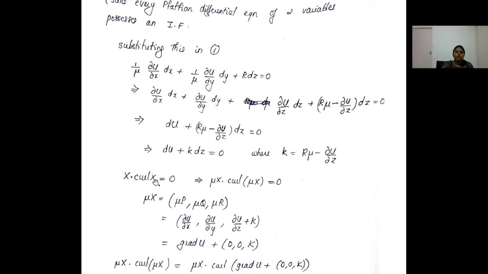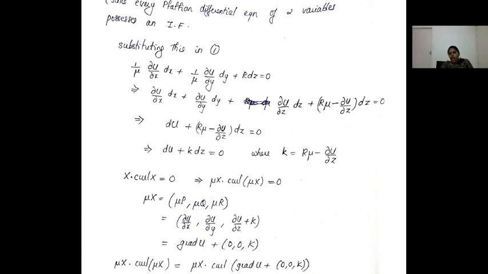Now we are given that X dot curl X is equal to 0. So that is our assumption. X dot curl X equals 0. By the theorem you have seen previously, if X dot curl X equals 0, then mu X dot curl mu X will be 0.